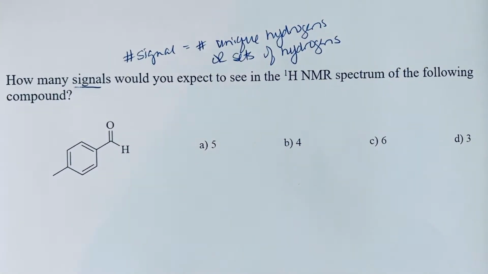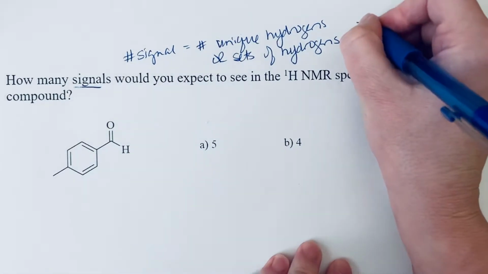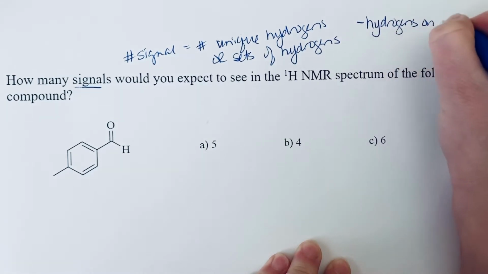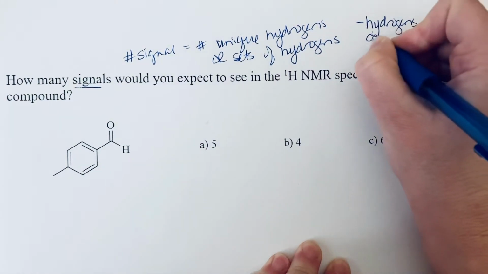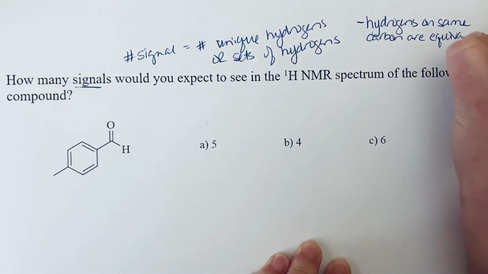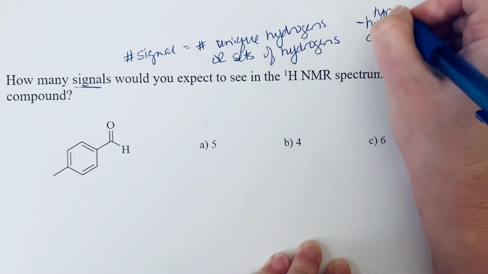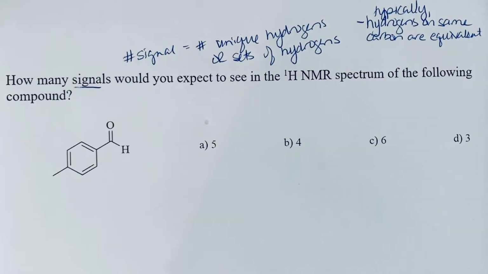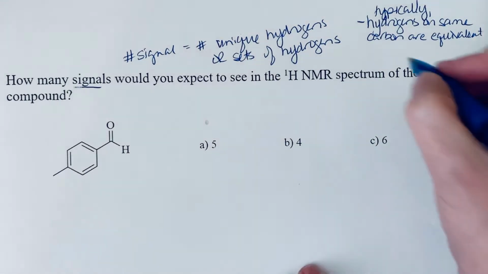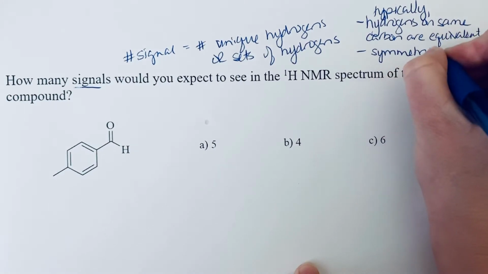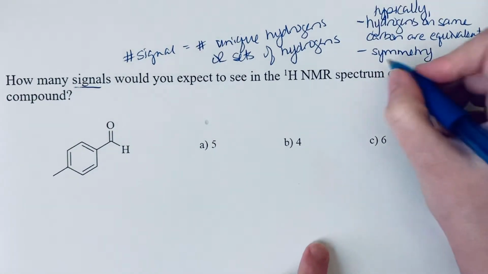So typically hydrogens on the same carbon atom are equivalent. So I will say typically, although we can read that as in our class, we will only see ones where hydrogens on the same carbon are equivalent. We're going to stick to small organic molecules. And then you also have to look for symmetry. So symmetry can also make hydrogens equivalent.